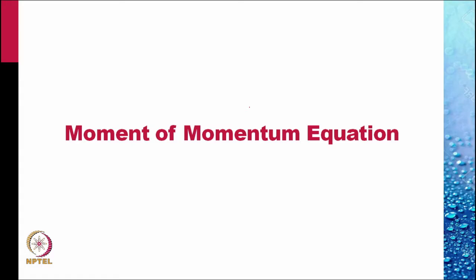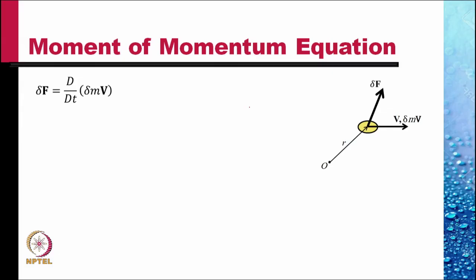Let's do one more section, the momentum equation. Consider a particle moving with a velocity v. Let its mass be delta m. This momentum would be delta m times v. Then, by Newton's second law, the net force delta F on this particle is nothing but the rate of change of momentum delta mv with time, d by dt of delta mv.